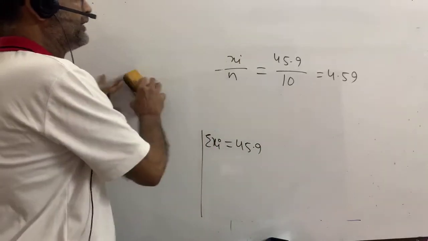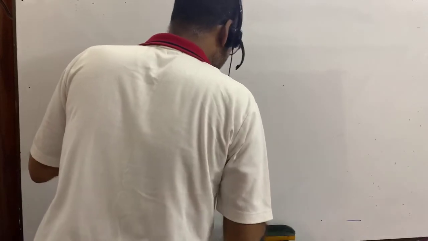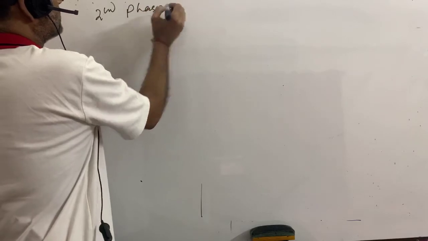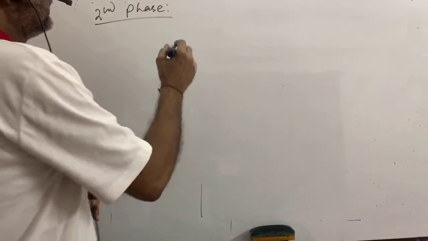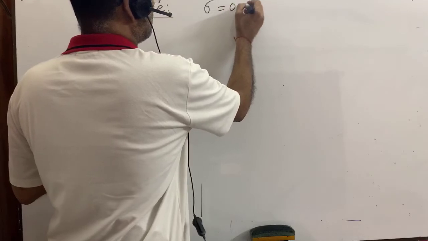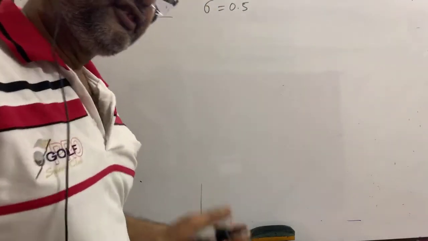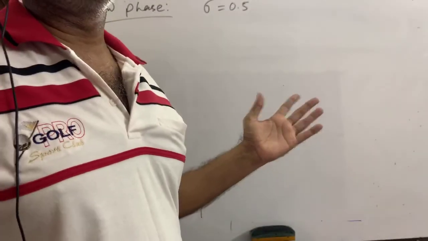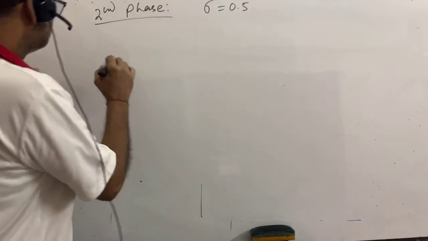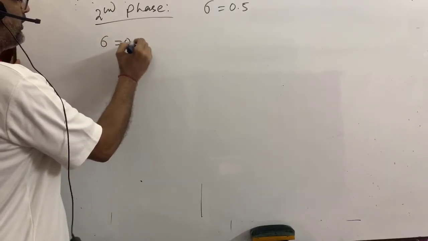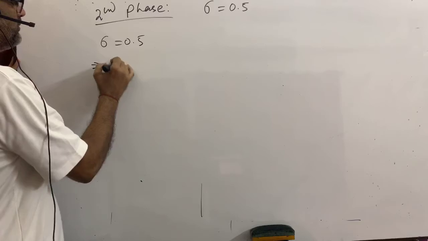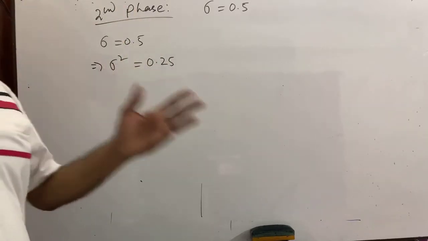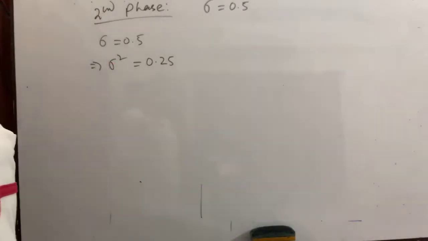Now we are going to the second part of the question, the second phase of the question. Here it is written that the standard deviation was given 0.5. Okay, then what can we write? Sigma equals 0.5. So sigma square equals what? 0.25, right? I have squared both sides.